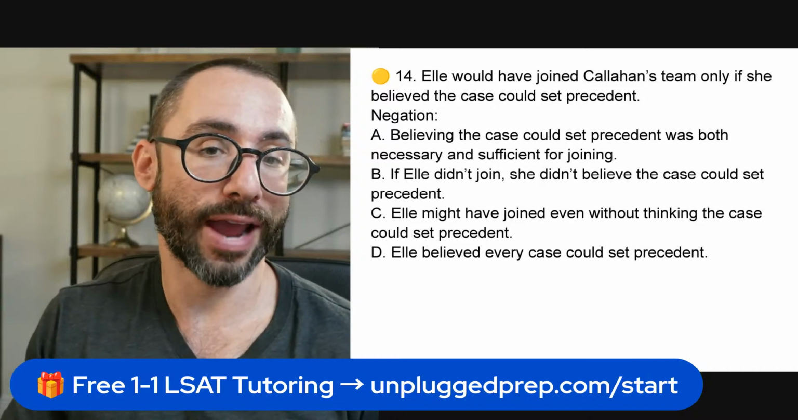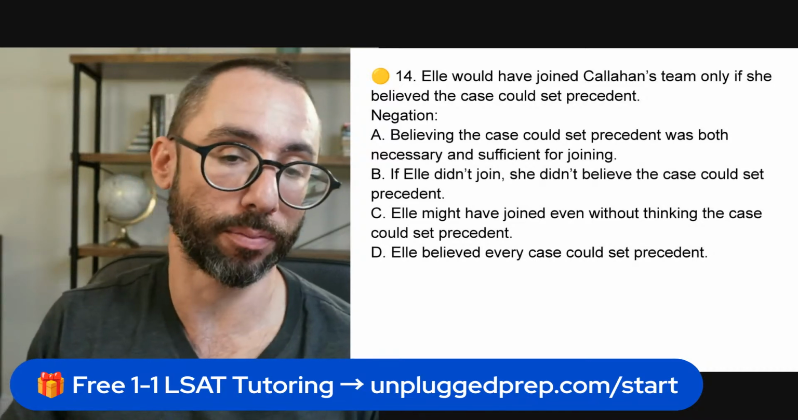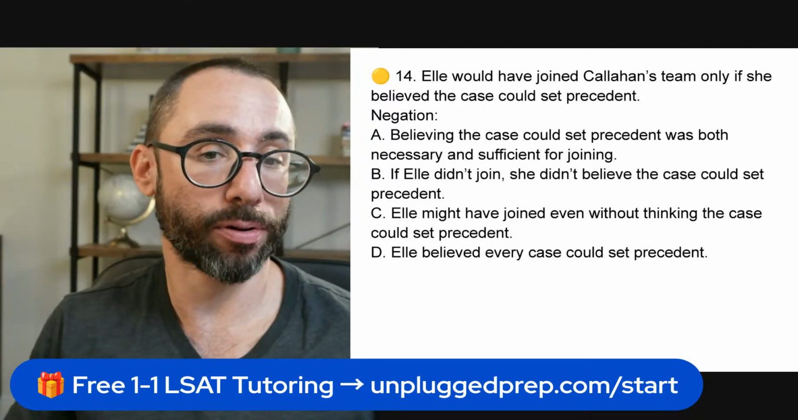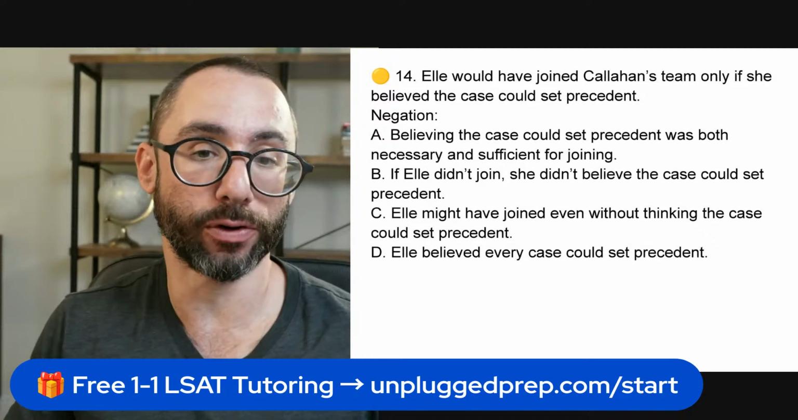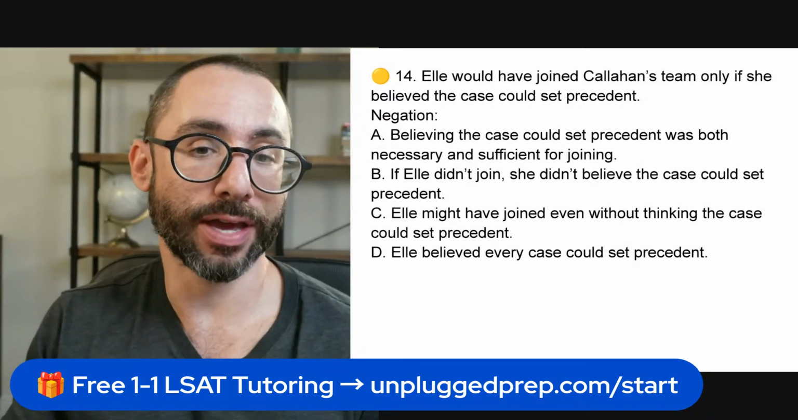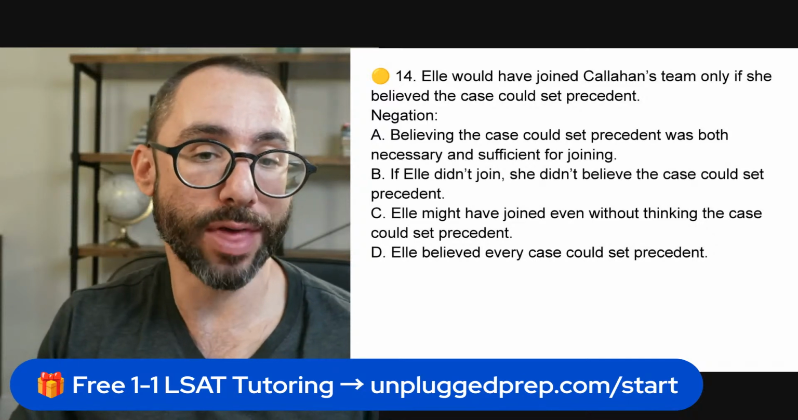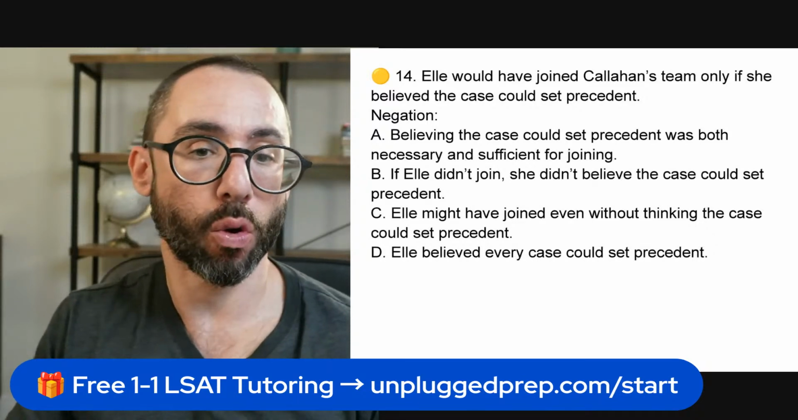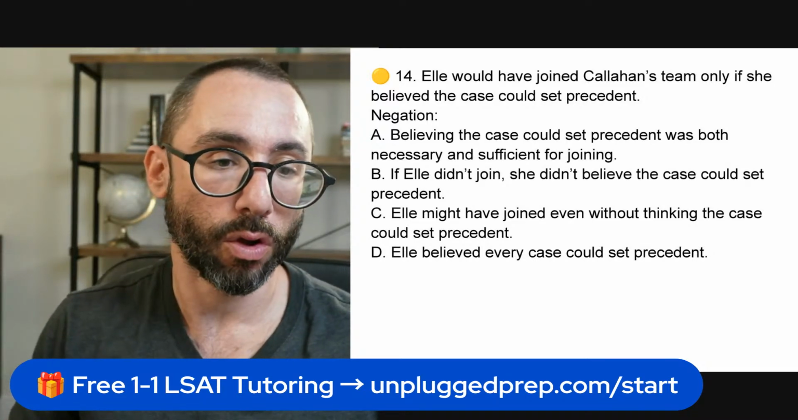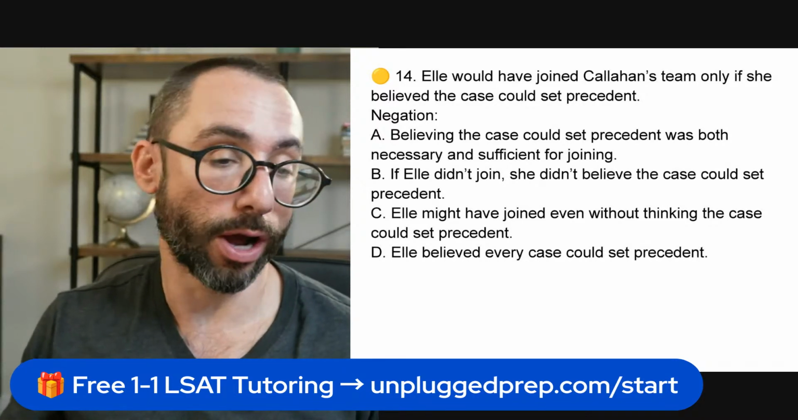Next, number 14. Elle would have joined Callahan's team only if she believed the case could set precedent. What's the negation? A, believing the case could set precedent was both necessary and sufficient for joining. B, if Elle didn't join, she didn't believe the case could set precedent. C, Elle might have joined even without thinking the case could set precedent. Or D, Elle believed every case could set precedent. When you got your answer, please drop it in the chat. A, B, C, or D. If you're not sure, just put a question mark.